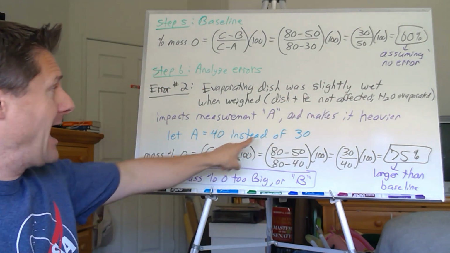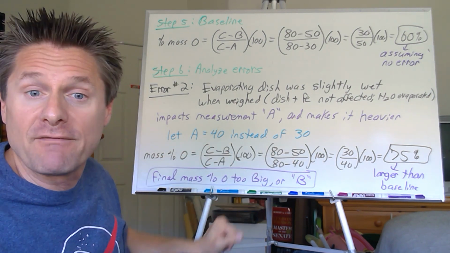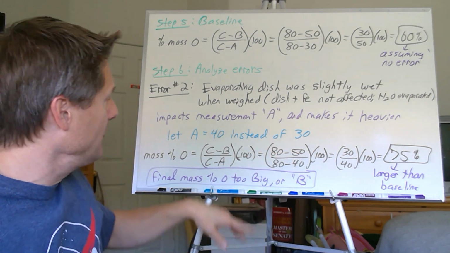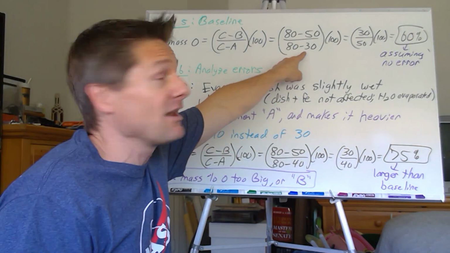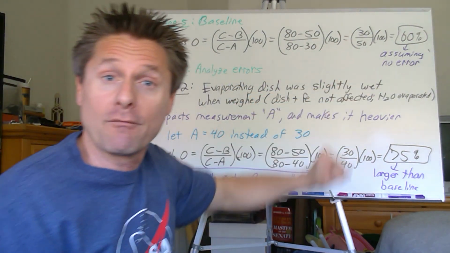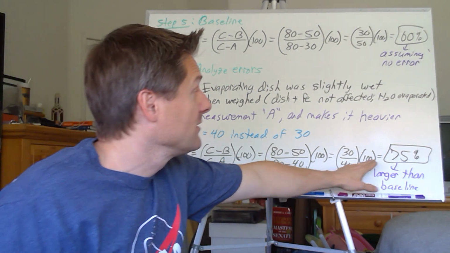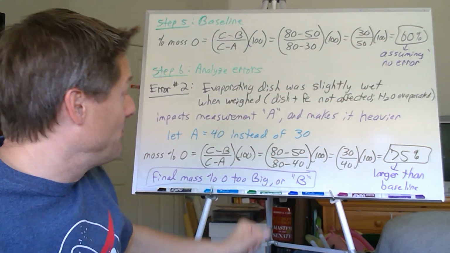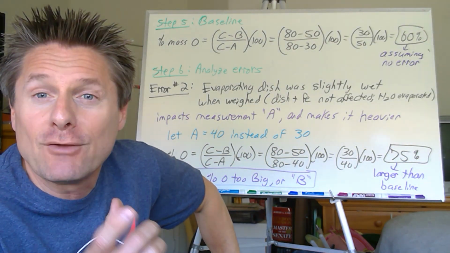So here we go. Let's recalculate with a value of 40 instead of 30 for A. So take C minus B, 80 minus 50, both unaffected, over C minus A. C is unaffected, but now we're using 40 instead of 30. I left our baseline up there. So we get 30 over 40 instead of 30 over 50. Notice the denominator is smaller, so we get 75% versus 60%. So that's bigger, right?